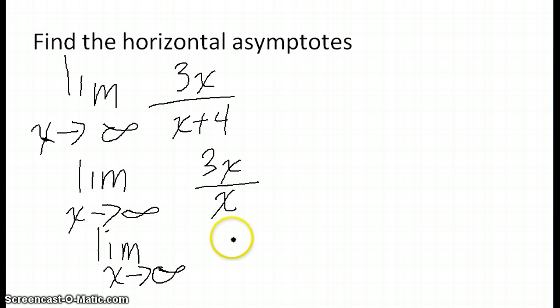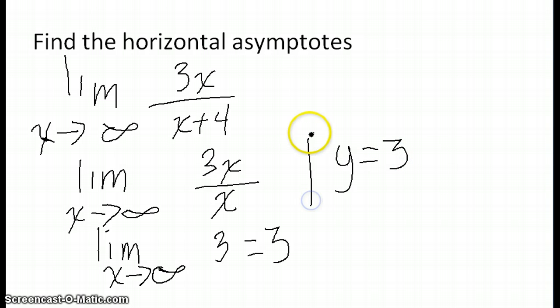What results is something that cancels, the x's cancel, and I end up with 3. And so the limit as x approaches infinity of a constant is just that constant. So the limit as x approaches infinity of 3 equals 3. So y equals 3. This is our horizontal asymptote for that problem.